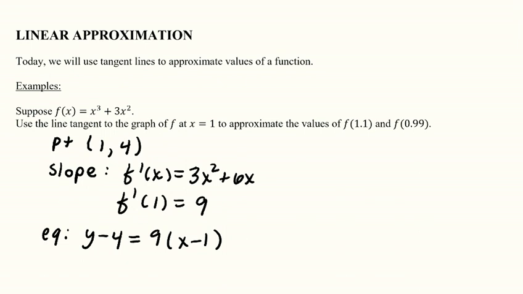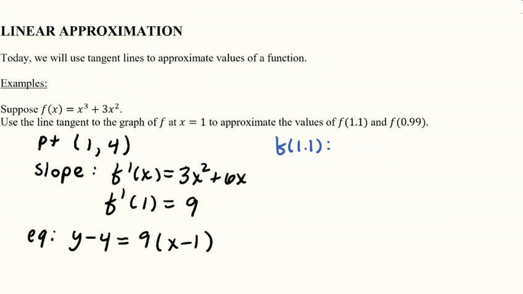So as far as approximating f of 1.1, I'm going to say, well, I might even use predicted y. For those of you that are in AP statistics, you know about that. You're right in the thick of it right now, predicting the value of y based on some information about the relationship between x and y. And that's basically what we're doing here, predicting values of y based on the linear relationship. So that's going to equal 9 times 1.1 minus 1, and then I'm going to add 4. So that's 9 times 0.1 plus 4 is equal to 4.9.